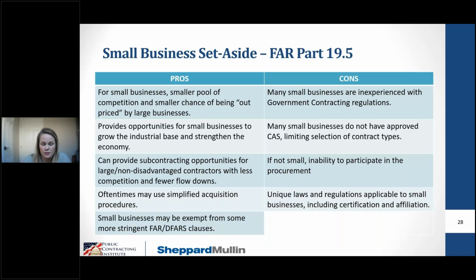Cons: small businesses are often inexperienced, and often don't have the proper infrastructure to comply with all the requirements in the FAR and DFARS. And of course, if you're a large business, you can't compete for these opportunities.